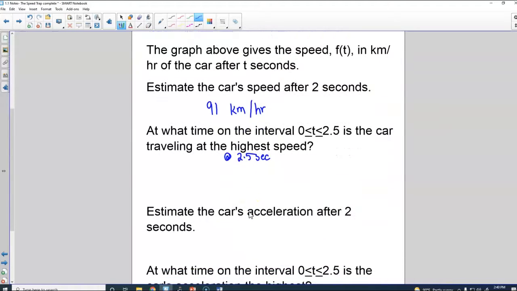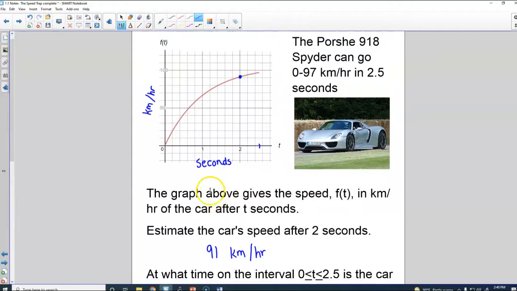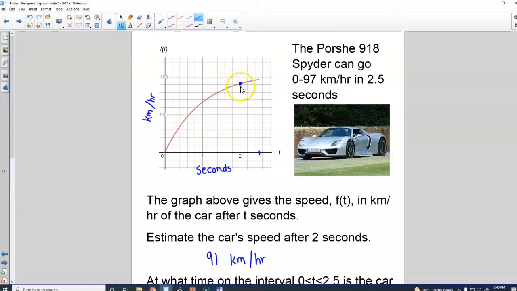But what about if we have to do this? Estimate the car's acceleration after 2 seconds. We have to make that line that goes tangent. So acceleration is your change in your speed over time. And acceleration in this particular case is going to be kilometers per hour per hour. All right.